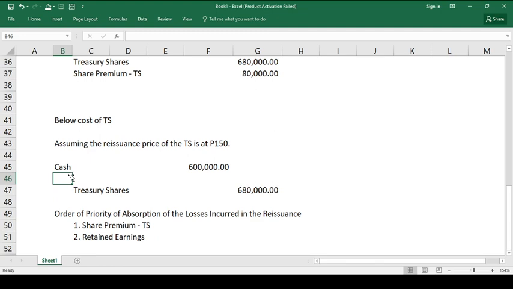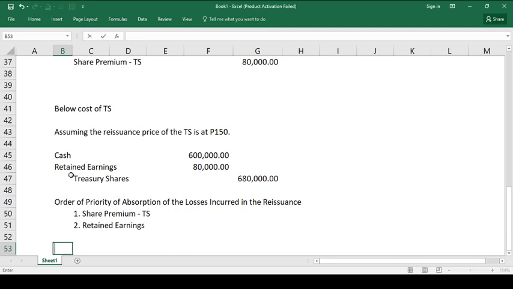In this case, assuming there is no share premium on treasury shares existing in the books of account, the losses incurred on the reissuance of the treasury shares shall be absorbed by retained earnings. So, that is a difference of 680 minus 80,000. Pero pag merong share premium on treasury shares, siya muna ang mag-absorb and then kung kulang doon, si retained earnings na ang mag-absorb.